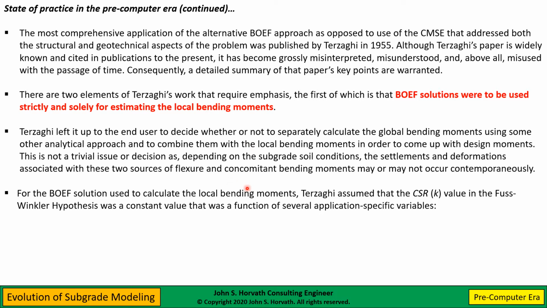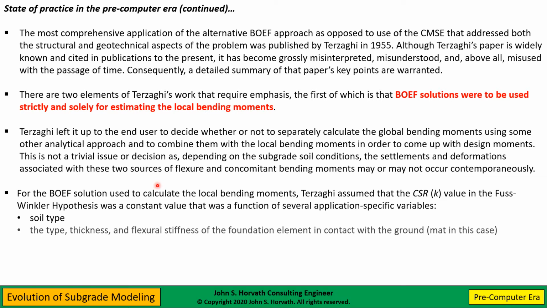Terzaghi assumed that the coefficient of subgrade reaction, K value, if it makes you happy, in the Fuss-Winkler hypothesis was a constant value. It doesn't have to be. He assumed it was because most of Hetenyi's solutions were assumed a constant value. Terzaghi assumed that the coefficient of subgrade reaction was a function of several variables: soil type, the flexural stiffness of the foundation element.